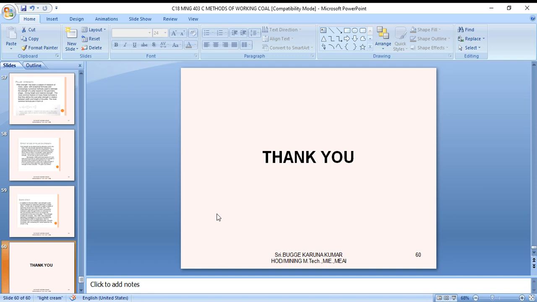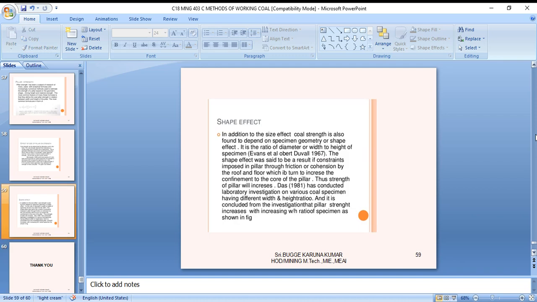Basically, pillar design depends upon the tributary area concept, how much load will be coming on that pillar, divided by the strength from the Salamon equation and W/H ratio. So the factor of safety will be obtained based on the other three factors: size of the barrier, size of the panel, and the pillar strength. These three factors are very important for board and pillar designing.